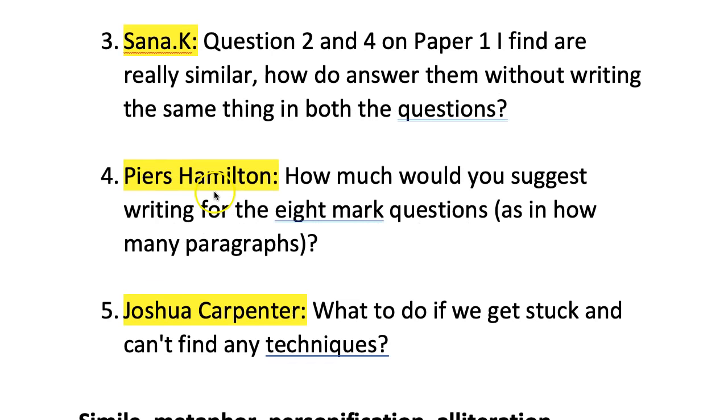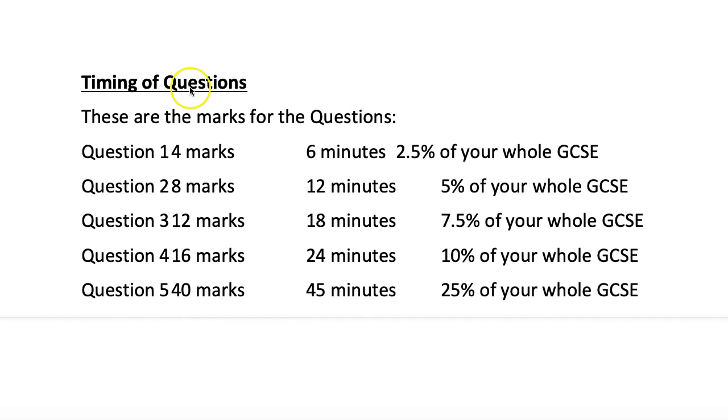Piers Hamilton asks, how much would you suggest writing for the 8-mark question, as in how many paragraphs? So I've got to really correct your thinking here. This is probably the most common question that I got about every question. So I need to answer that by telling you a little bit about the timing of the questions. Now, the timings that I'm offering you suggest that you get 1.5 minutes per mark. So question one is worth 4 marks, you get 6 minutes. Question two is worth 8 marks, you get 12 minutes. Question three is 12 marks, you get 18 minutes. Question four is 16 marks, you get 24 minutes. Question five is 40 marks and you get 45 minutes.